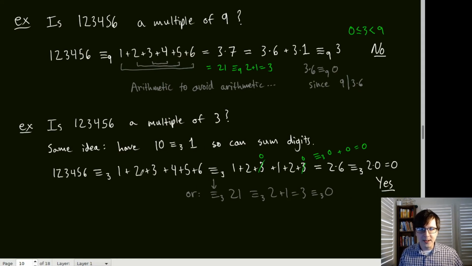Or another thing, we could have just added them all up. So 1 plus 2 plus 3 plus 4 plus 5 plus 6, it's 21. And 21 is 2 plus 1 mod 3 by the same theorem. And then 2 plus 1 is 3, and 3 is 0 mod 3. Yeah, so these are some special things about digits and 3s and 9s.